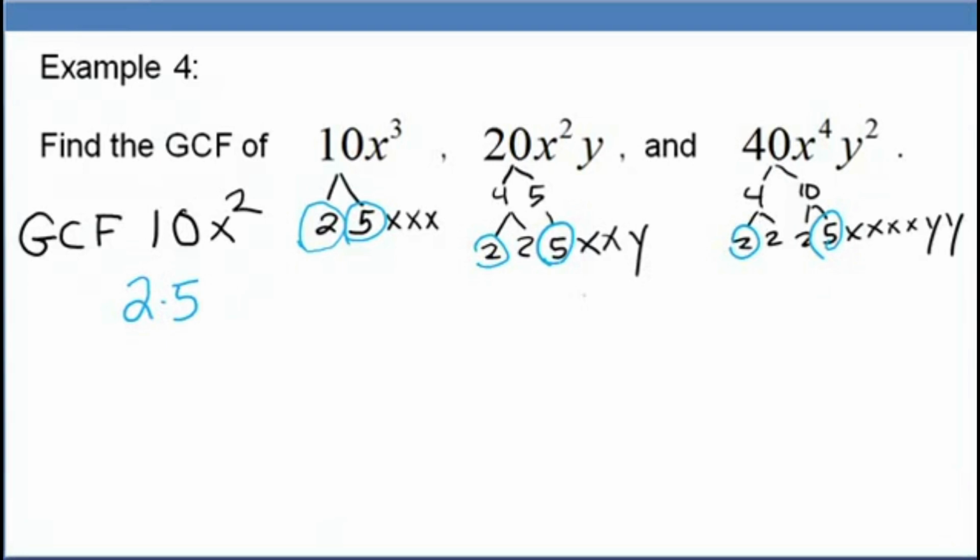Then we look for the x's. It has to be common. This one has 3, this one only has 2, and this one has 4. So it has to be from this one to be the common part. So you can take 2 out of each one. And then your y's. You're not able to do a y because there is no y in the first term. And then we just multiply our 2 and 5 back together to give 10. So our 10x squared is the GCF.